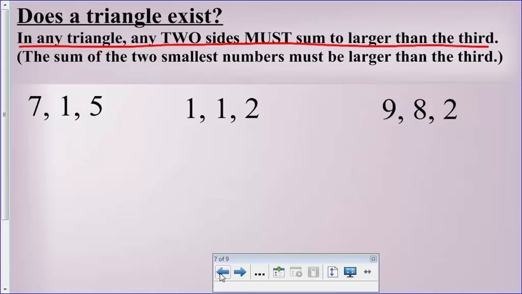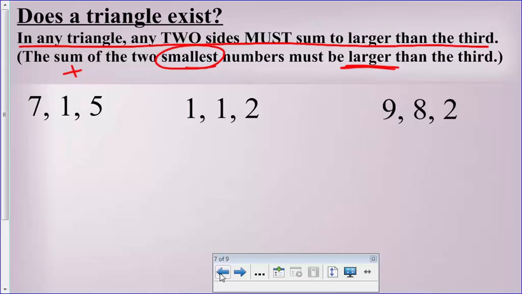But if you read the next part, it might help you: the sum of the 2 smallest. So you find the 2 smallest numbers, and their sum has to be greater than the third. And since we're talking about sum, we're talking about adding. Now, not all 3 combinations of numbers always work.